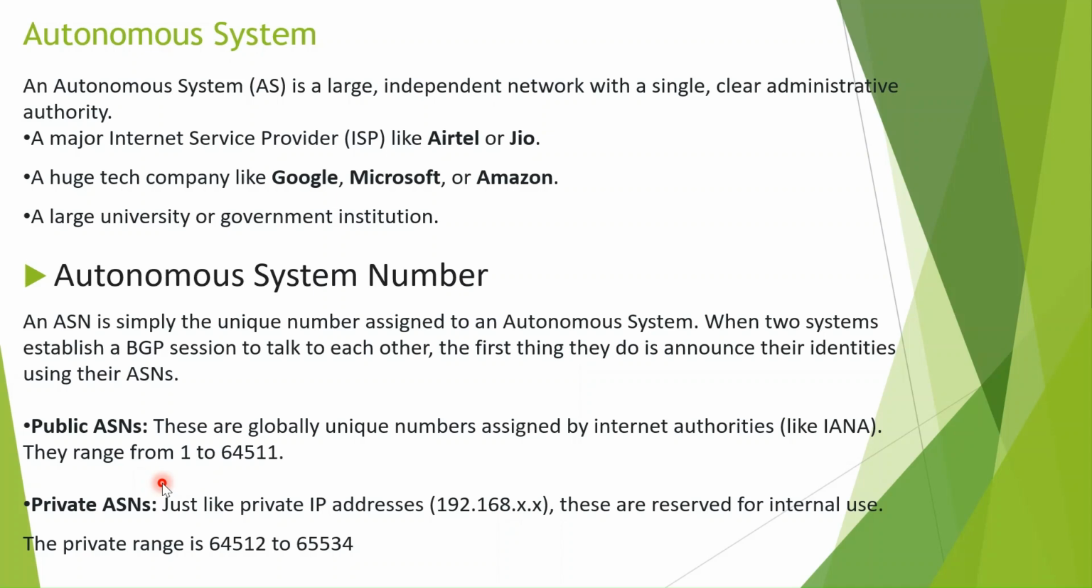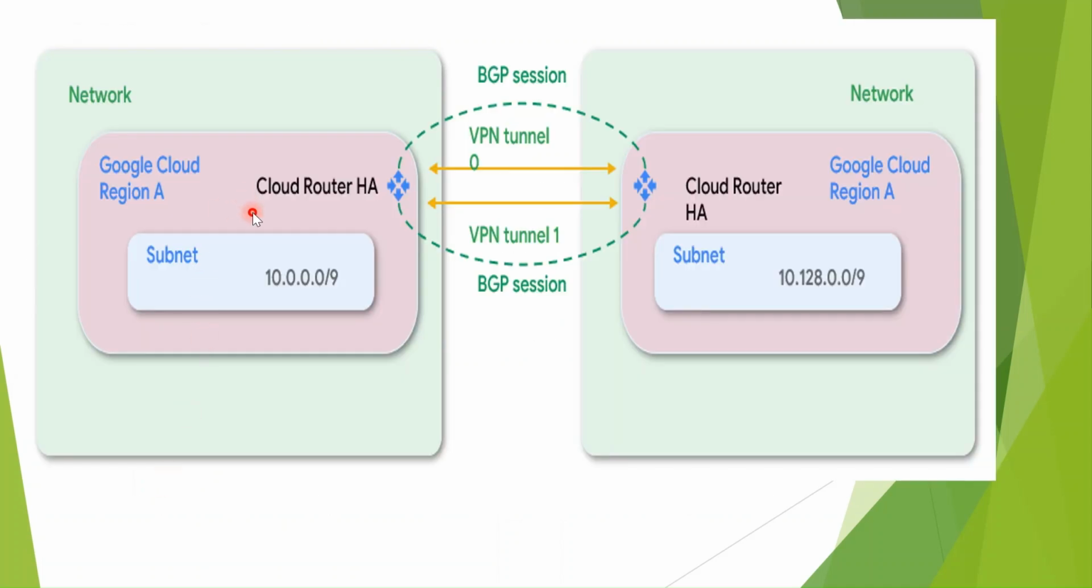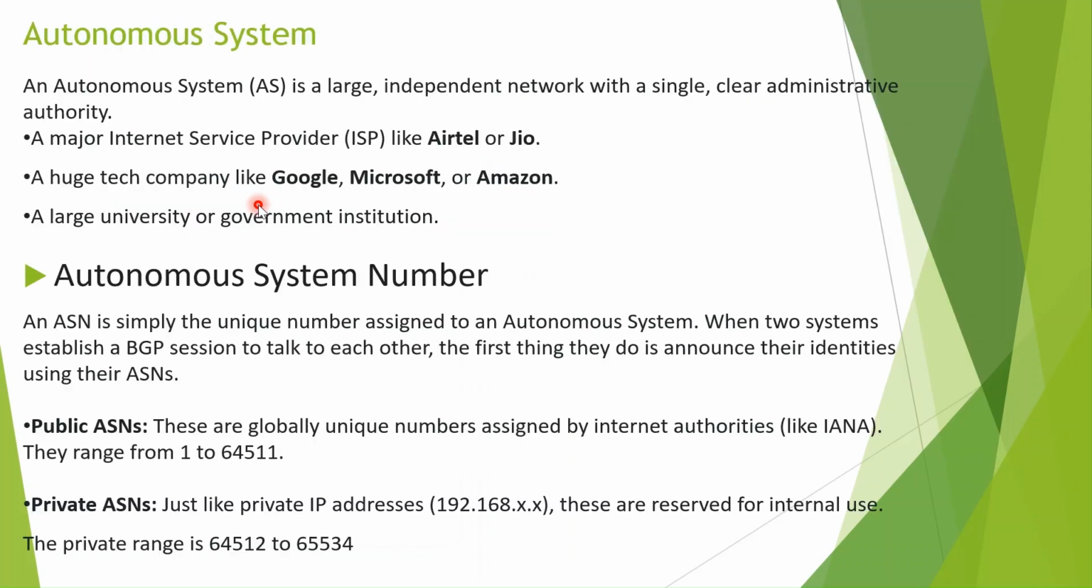Because here, if you want to connect to a cloud router, you want to use a private ASN, because you can't have a public ASN. A public ASN is specific to the organization only. Not everyone can have a public ASN. So you will use a private ASN. They are reserved for internal use only. The private range is 64512 to 65534. All these things we will see in our demo.